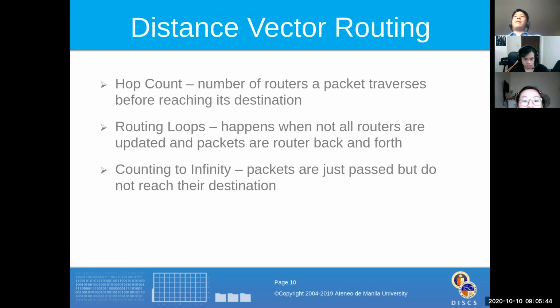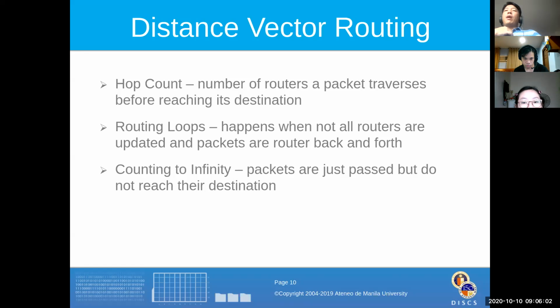Okay, so let's describe a few terms, right? For distance vector routing, we have hop count. This is the number of routers that a packet has to traverse, right? A routing loop is basically when routers keep on passing the packets, but the packets never get to their destination.